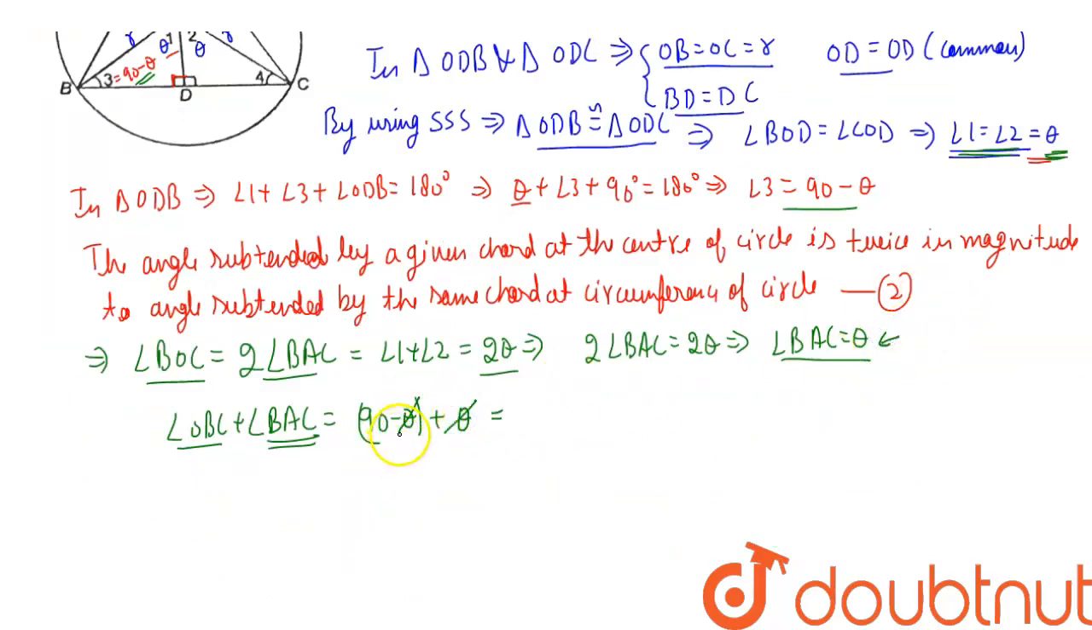If we solve this, then this minus theta and plus theta get cancelled out, and we finally get the sum of the angle OBC plus the angle BAC equal to 90 degrees. So that is what we need to prove in the question, and here we have proved the same thing. So this is our solution.